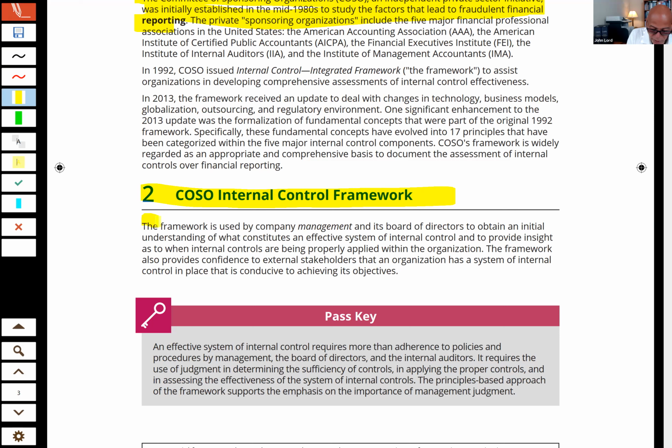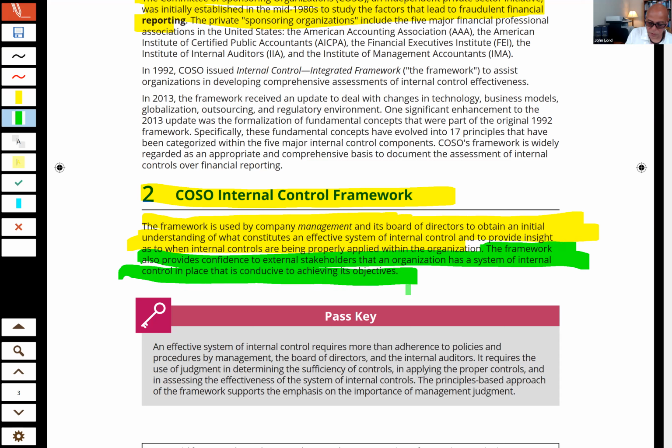But let's go ahead and take a look. We say that the framework is used by company management. And again, as I've said, auditors use it as well, but we're not in the auditing course here. So we're focusing on company management and its board of directors to obtain initial understanding of what constitutes an effective system of internal control and provide insight as to when the internal controls are being properly applied within the organization. Now, we say that the framework is also useful to those outside of the organization, external stakeholders. And as I've said a couple of times, we have the auditors who would use a similar framework.